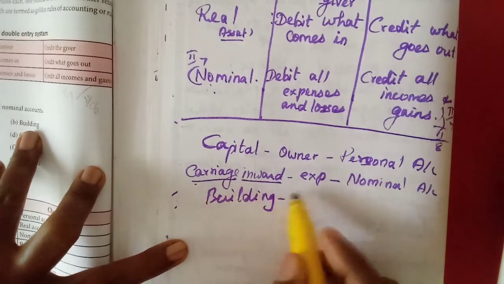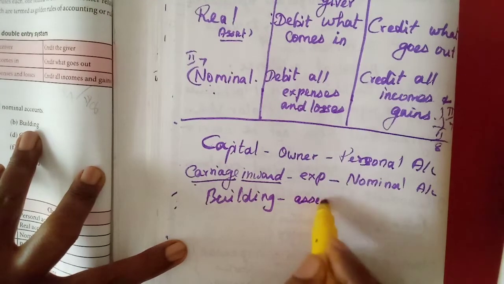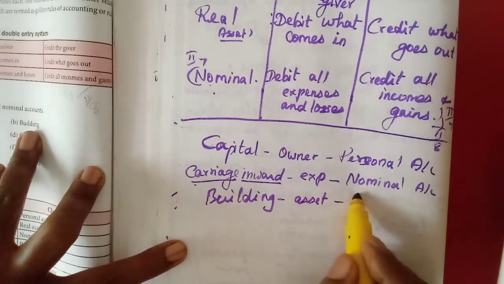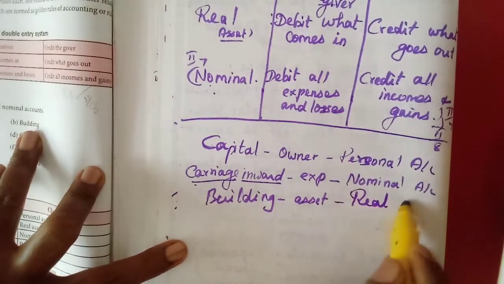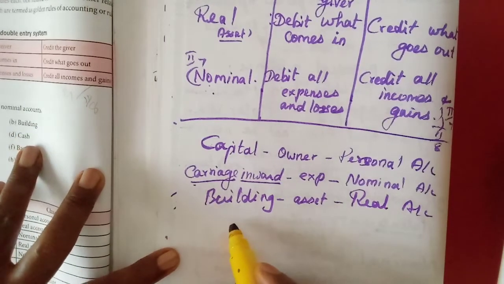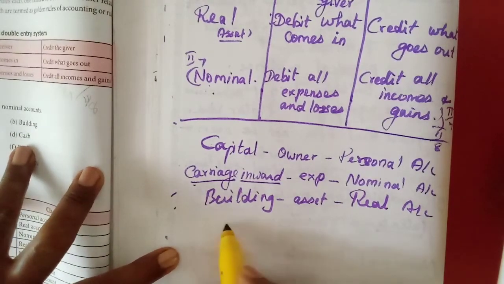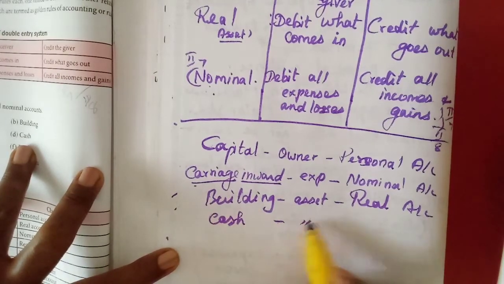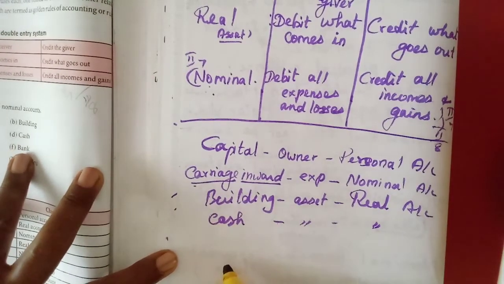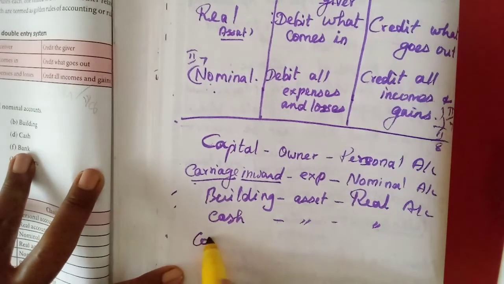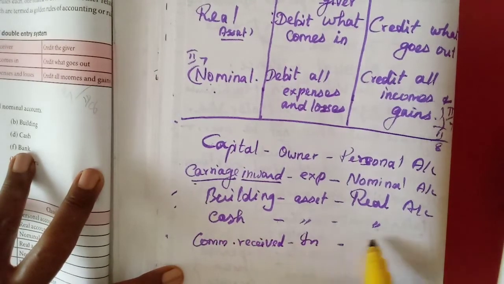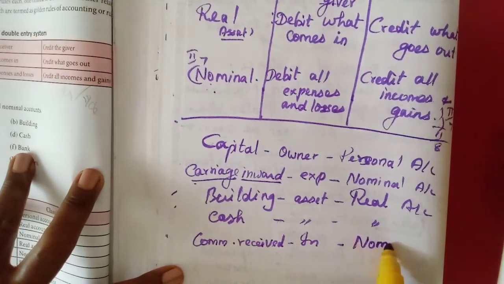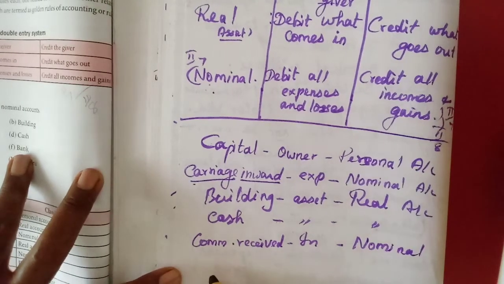Building, it is an asset, isn't it? So which account is it? Real account. That is easy to find out, isn't it? Building, as we have learned. Then cash. Cash is also an asset, isn't it? So it is a real account. Then commission received. Clearly given, I have told you already, income received. So it is a nominal account. Income, isn't it? Nominal account.